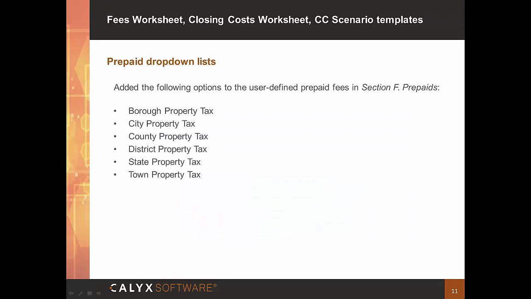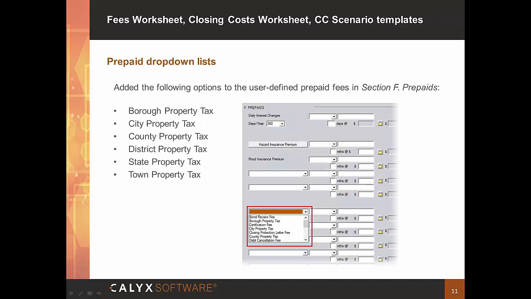Added the following options to the user-defined prepaid fees section. UCD wants to know specific fee items for property tax. So we added the different specific items that can be used. So in the pull down for user-defined prepaid fees, we've added the borough property tax, and of course there's city property tax, county property, district property, state property, town property, because they needed to know specifically what property tax, so we made those to match.